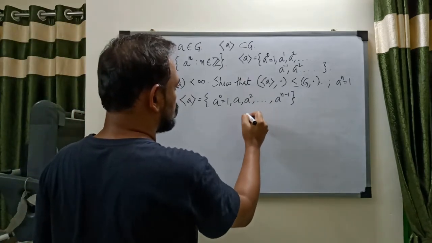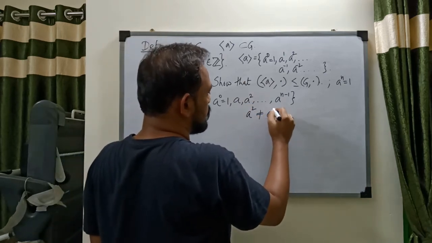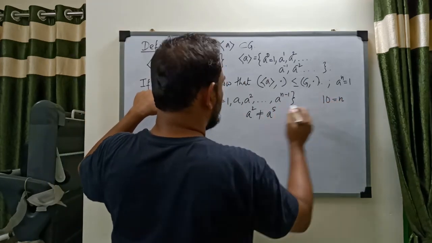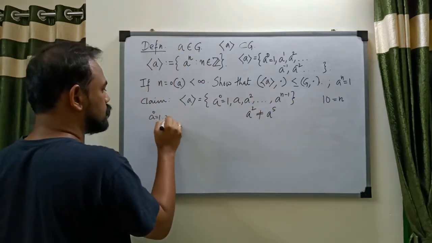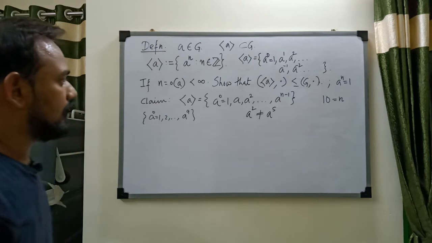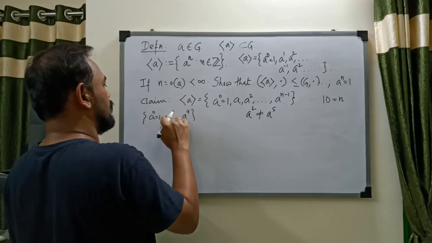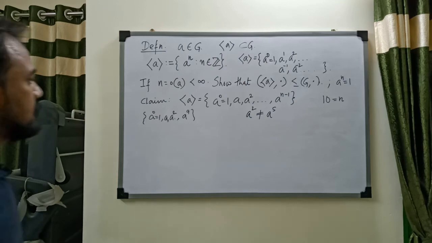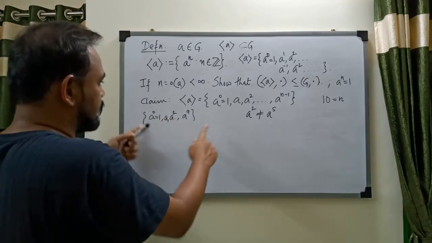For example, a to the 2 will not be equal to a to the 5. Let's say n here is 10, so this really goes up to a to the 9. Suppose n is 10. I'm claiming that a squared cannot be equal to a to the 5. I'm saying they're all distinct.